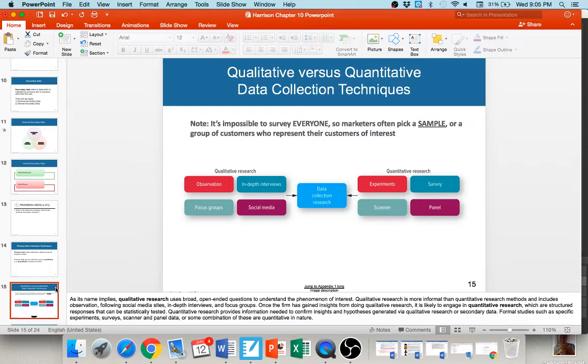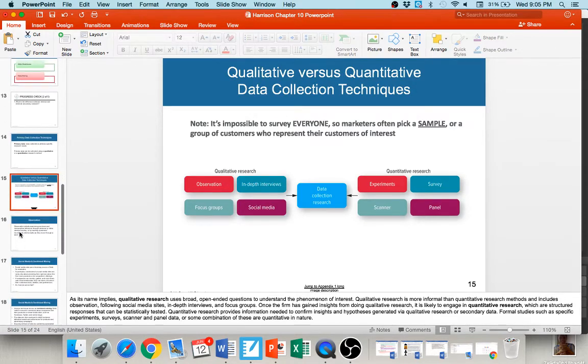So if we want to know about female college students, we can't get every single female college student on the face of the planet and ask them a question. So we might get a group of 100 or 200 or 300 and survey all of them and then try to predict something generally about that population.